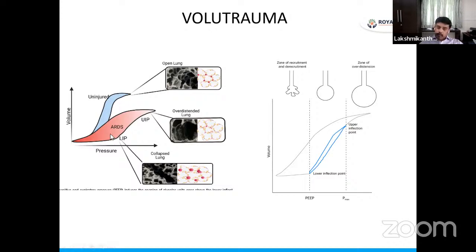The lower part of the curve is predominantly collapsed lung, and the upper part of the curve is the normal lung getting over-distended, which can cause rupture of these alveoli. And in the lower part of the curve, this is your collapsed lung, which doesn't take much of the tidal volume that is going to the lung.